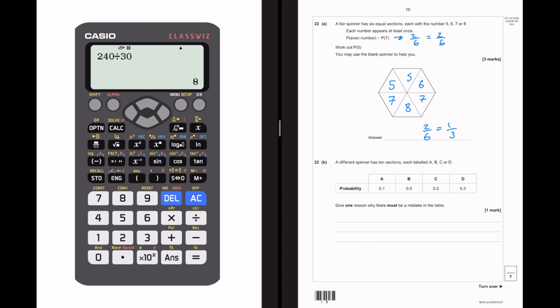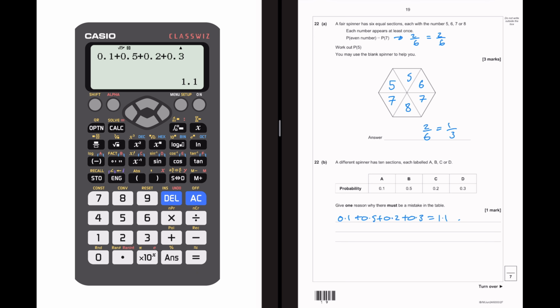Part B says a different spinner has 10 sections, each labelled A, B, C or D. Give one reason why there must be a mistake in the table. So the first thing to look for is that all probabilities should add to 1. So if we do 0.1 plus 0.5 plus 0.2 plus 0.3, this is equal to 1.1. Let's just double check that. So we've got 0.1 plus 0.5 plus 0.2 plus 0.3, which is 1.1.